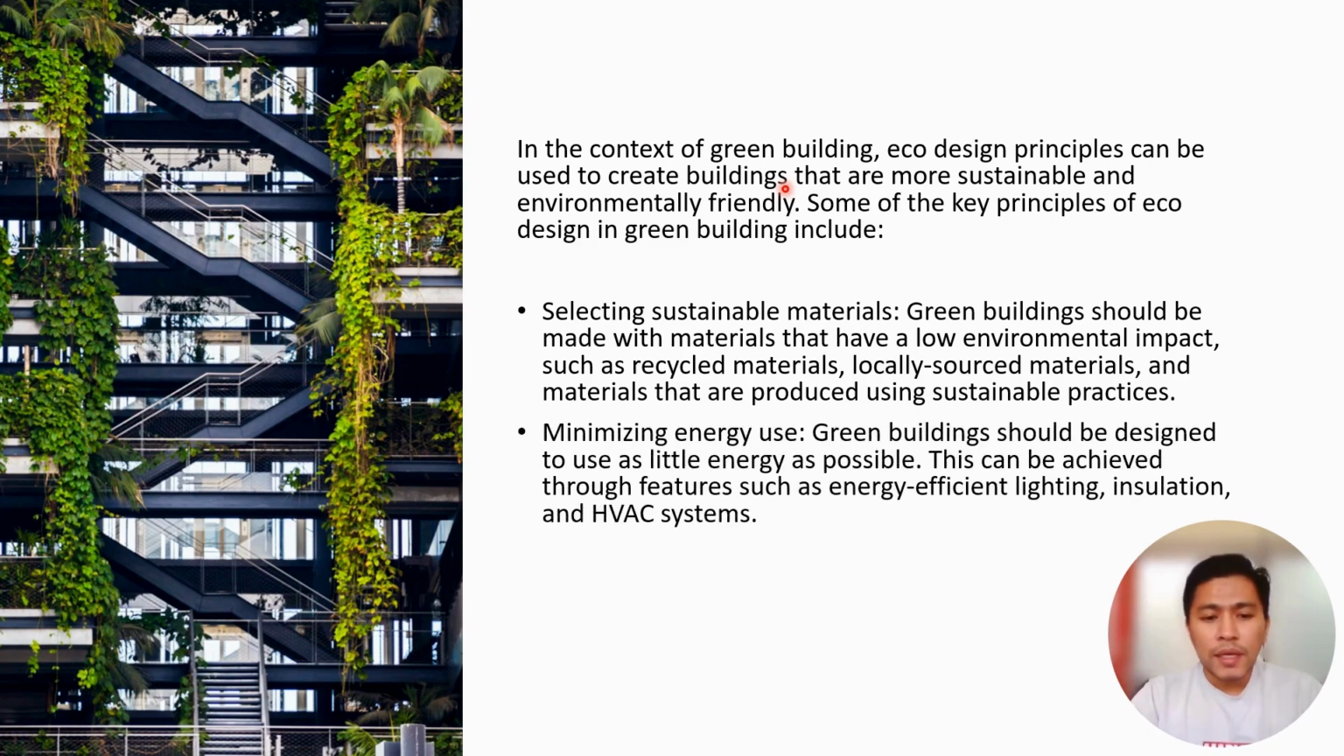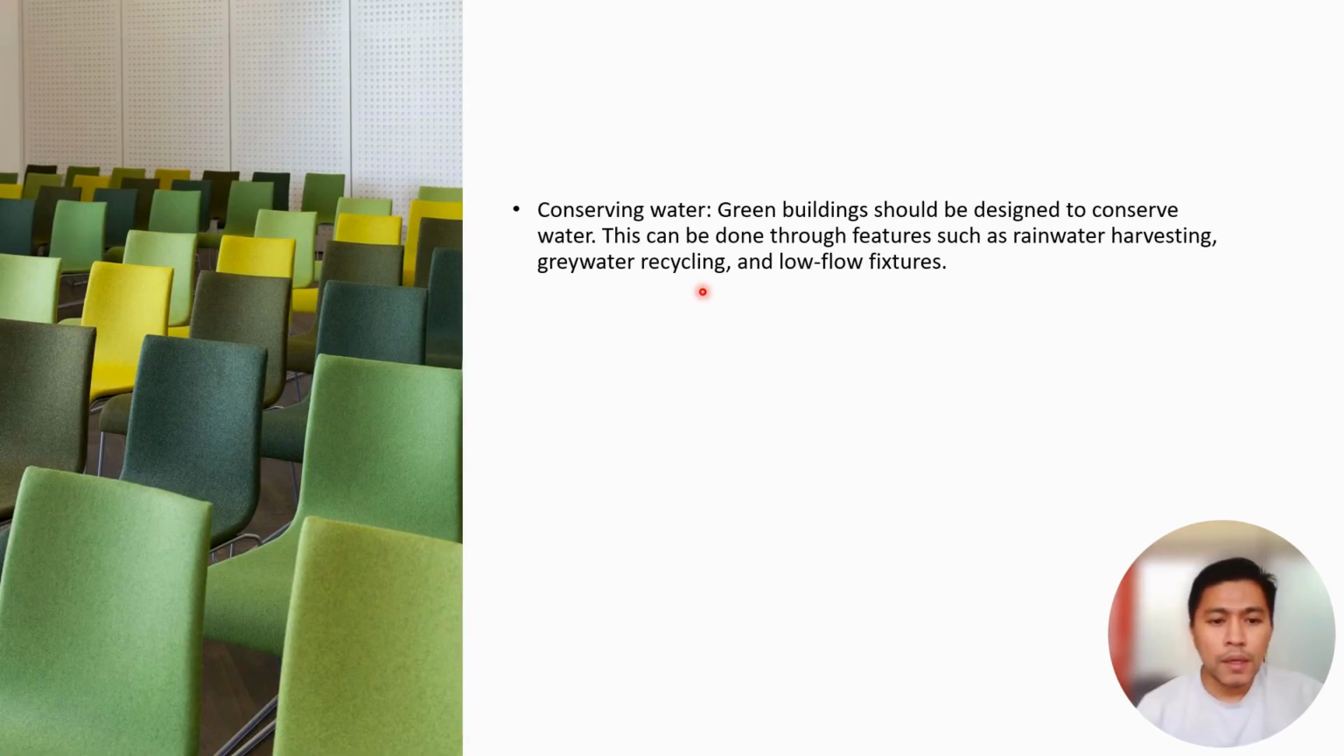Secondly, it should minimize energy use. A green building should be designed to use as little energy as possible. This can be achieved through features such as energy-efficient lighting, insulation, and HVAC systems. And also, it should conserve water. A green building should be designed to conserve water. This can be done through features such as rainwater harvesting, grey water recycling, and low flow fixtures.